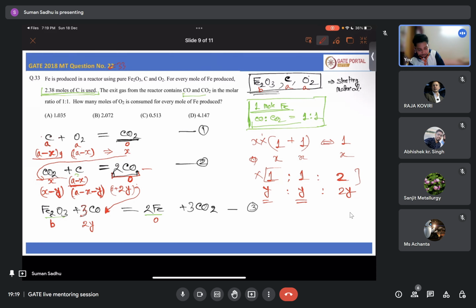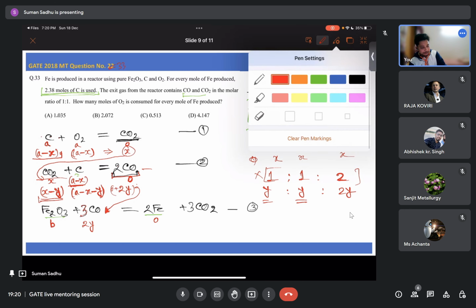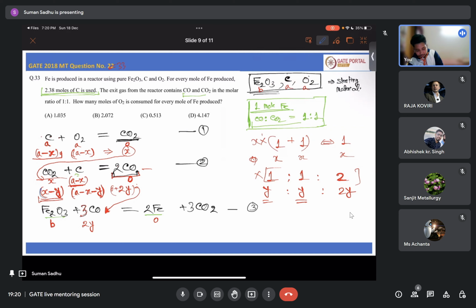And what is the amount of CO2? CO2 is X minus Y left. Initially X mole formed and then Y mole dissociated to form CO. So now X minus Y mole is left. So now it is X minus Y.